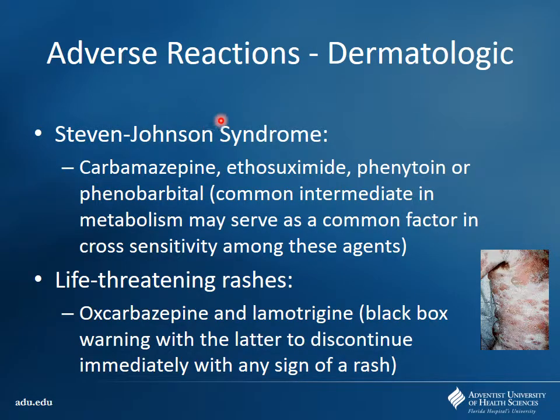And as far as dermatologic reactions, we talked about Stevens-Johnson syndrome. This is a very severe reaction where you have a lot of skin blistering and skin sloughing off. It can be potentially fatal if not caught early and treated with aggressive supportive care. Big ones that are more likely to cause this include Carbamazepine, Ethosuximide, Phenytoin, and Phenobarb.